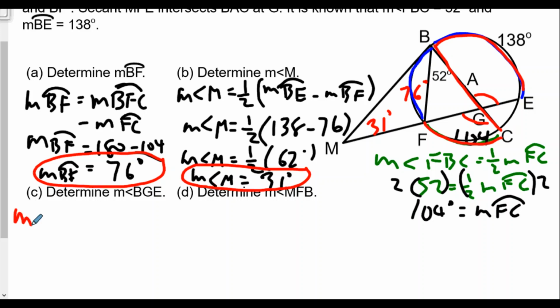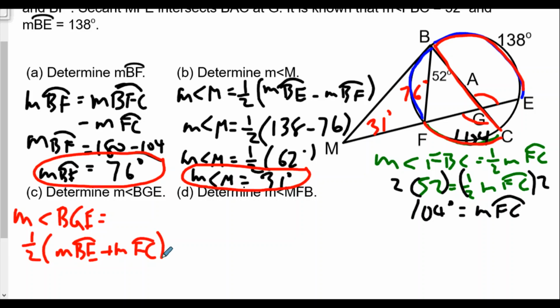So the measure of angle BGE is equal to 1/2 the sum of the measure of arc BE plus the measure of arc FC. Again, 1/2 the sum will be, in this case, the average. So we're going to take the measure of angle BGE equals 1/2. Well, we're going to have measure of arc BE is 138.